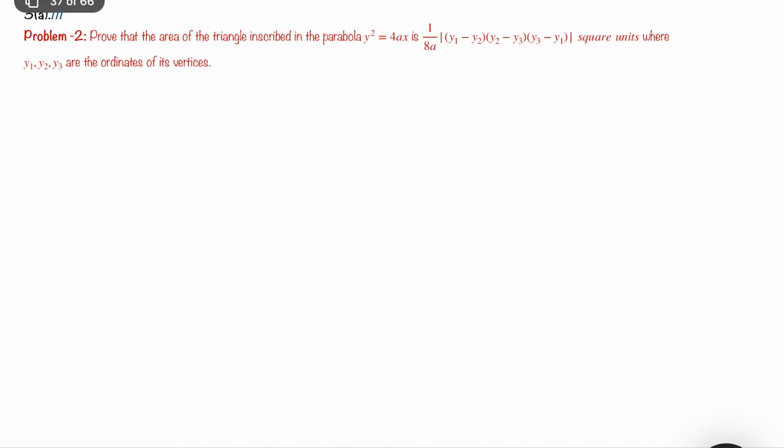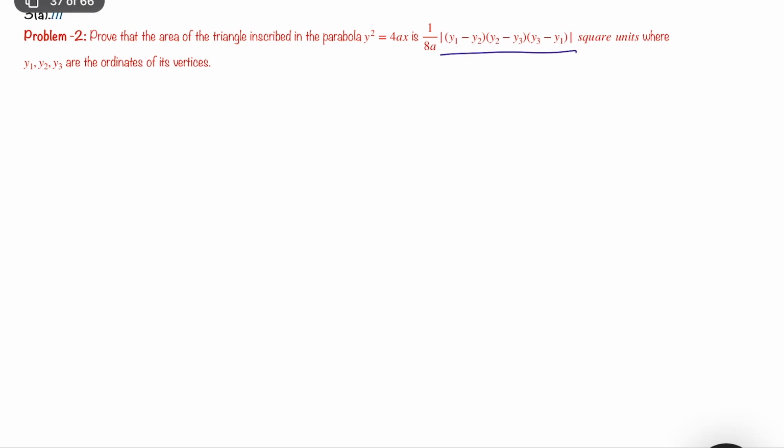Next, problem 2 from section 3 of exercise 3A. Prove that the area of the triangle inscribed in the parabola y square equal to 4ax is 1 by 8a times modulus of (y1 minus y2) times (y2 minus y3) times (y3 minus y1) square units, where y1, y2, y3 are the ordinates of its vertices.